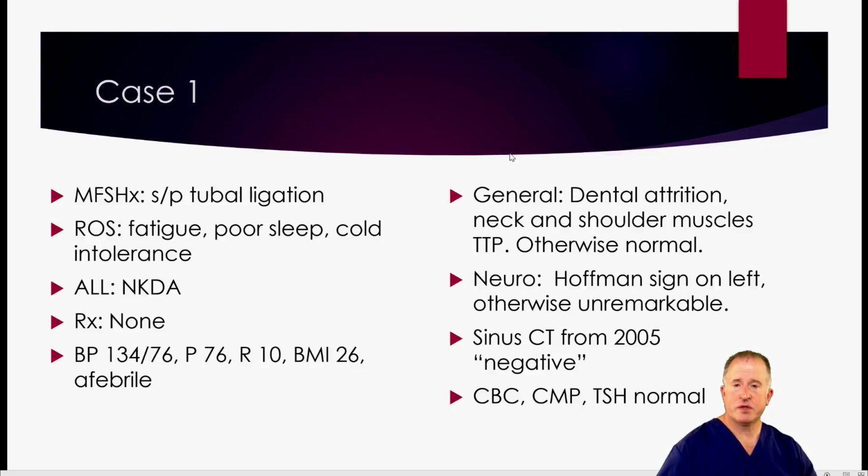This is medical notation for her history and physical exam. Her medical, family, and social history is notable for the fact that she's had a tubal ligation. Her review of symptoms, which is a list of a constellation of symptoms that patients usually receive when they present to the office for a visit, is positive for fatigue, poor sleep, and intolerance of cold. She has no known drug allergies. She's not really on any prescriptions. Her vital signs are overall unremarkable. Like me, she's overweight but not obese.